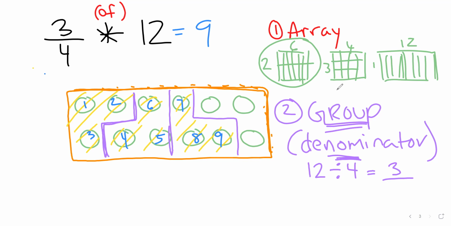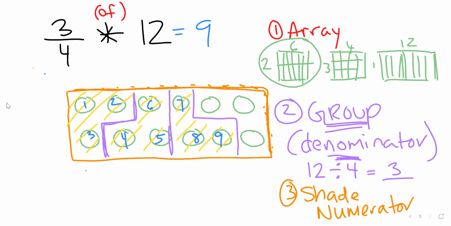Again, sorry, I forgot our third step over here. That's where we shade the numerator, because that's our answer. Shade the numerator, and that will give you the answer. That's what we did here. This was one group, two groups, three groups. I did put it into four groups. Here's the fourth group, but I don't need that fourth group because it's 3/4.